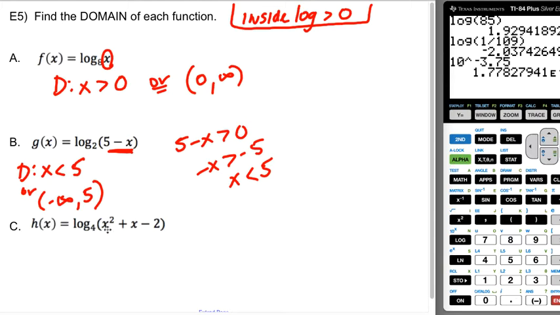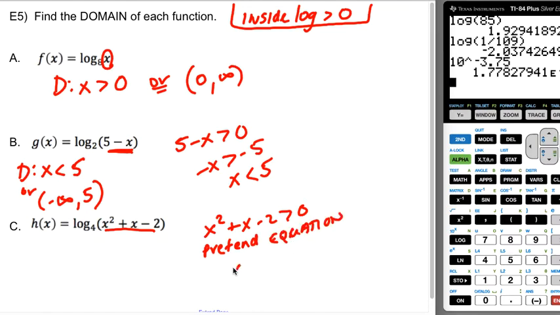The last one's a little bit trickier. Now I need this inside thing, this x squared plus x minus 2, to be greater than 0. Well, this is something that we learned to do at the end of chapter 5. This is where we learned quadratic inequalities. So the trick is that we're going to pretend it's an equation, not an inequality.